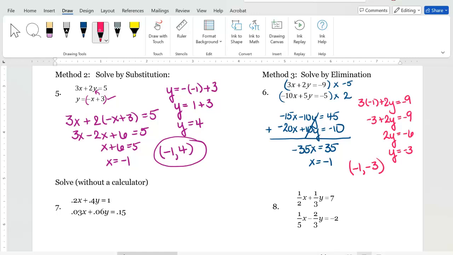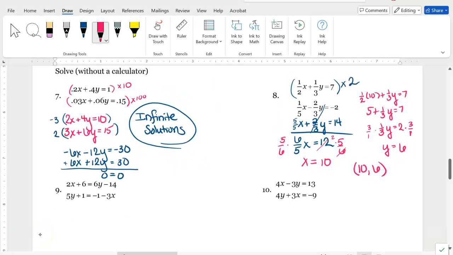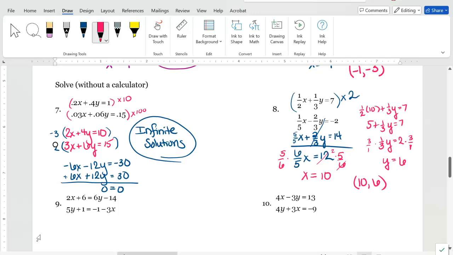Okay, go ahead and pause your video for just a second and give numbers 7 and 8 a try. All right, I threw you a couple of curveballs, huh? So number 7, the decimals that are there, you can just get rid of those in the beginning and that would be fine. So multiply the top by 10 to get rid of the decimals, multiply the bottom one by 100 to get rid of the decimals.